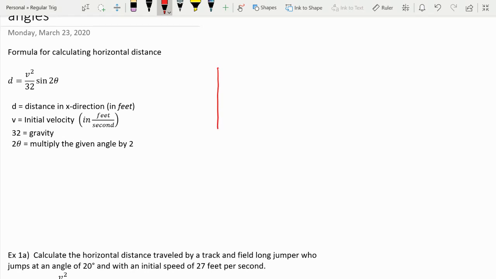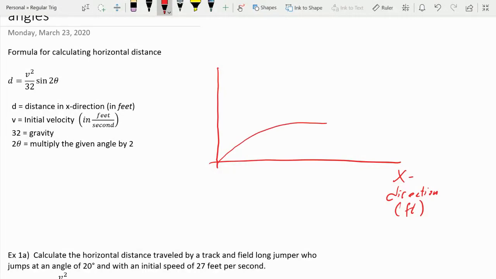Let's say you're throwing something. This is the x coordinate, so this is going to be the direction. It's going to be in feet. With this formula, we're going to be trying to figure out, if you were to throw something, how far does it go till it hits the ground?